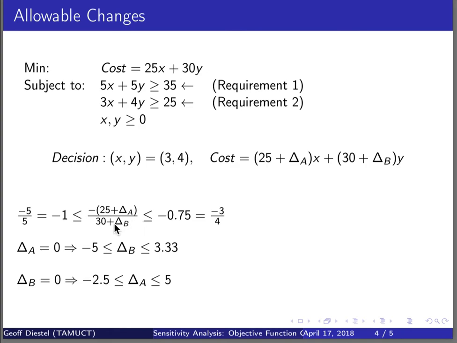And then we just say as long as delta A and delta B satisfy these inequalities, we will know that the decision of mixing 3 ounces of chemical A to 4 ounces of chemical B will still be optimal, even though it might change the actual cost of disposing of the chemicals, but it'll still be the minimal cost.